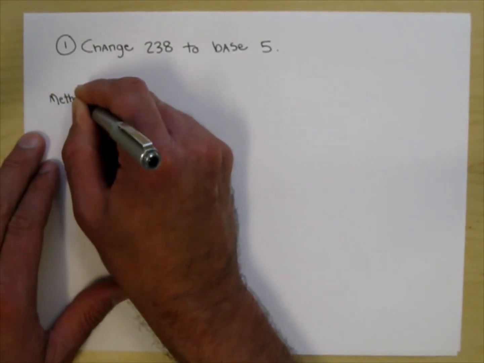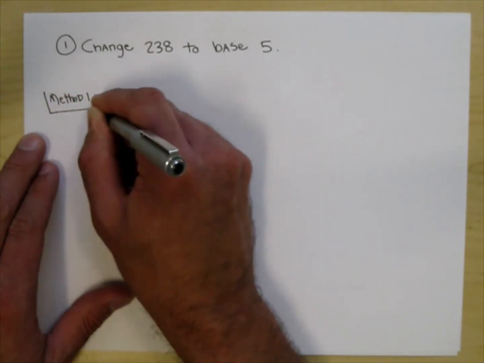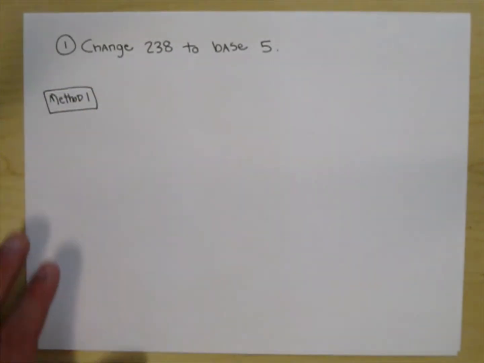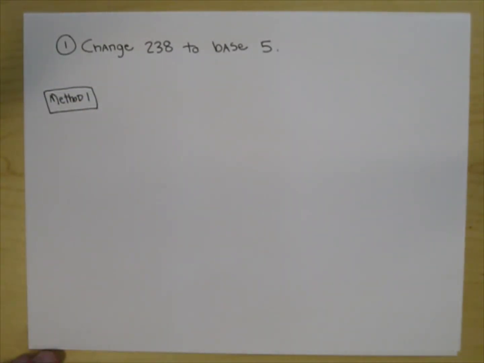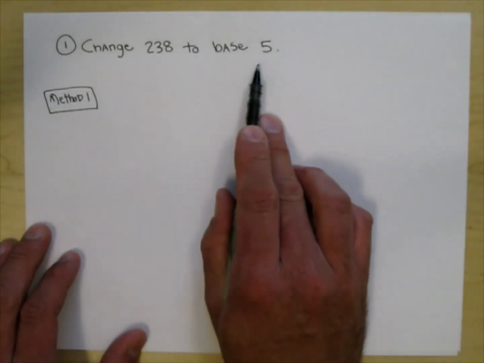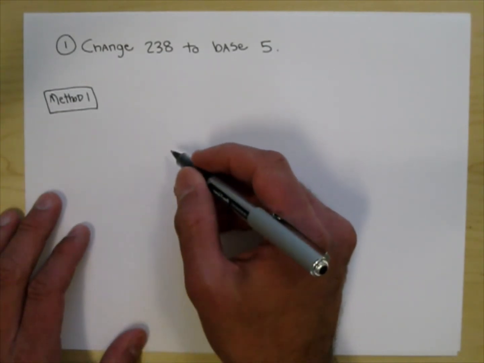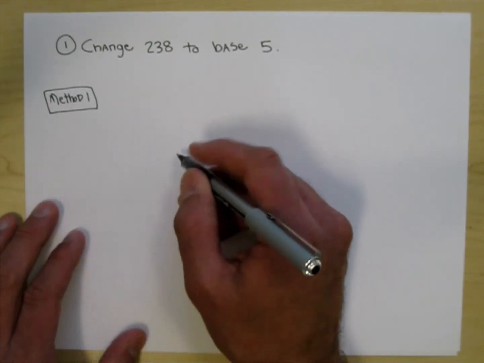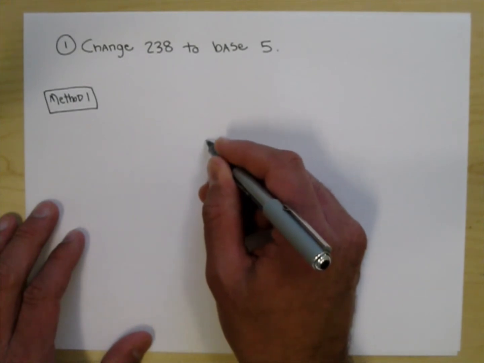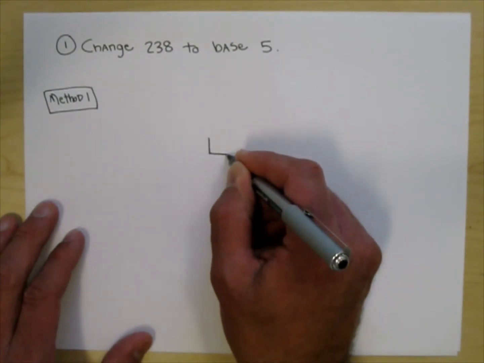So I'm going to show you both methods, method 1 and method 2, and when you do your homework, you can pick the method you want to do. Well, base 5. What I'm going to do for method 1, and some of you will like this the best, is I'm going to put these little containers.